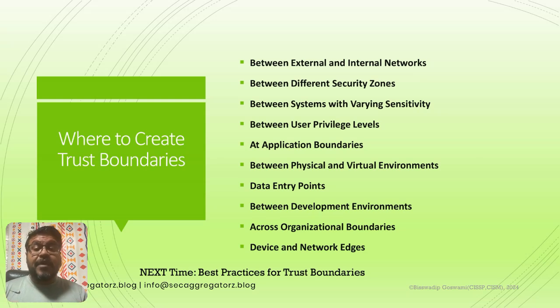Then you have devices and network edges, so IoT devices which should be isolated, and to a less secure device network from critical networks infrastructure, and secure the VPN endpoints and remote desktop services. So next time we would discuss about the best practices for creating the trust boundaries.